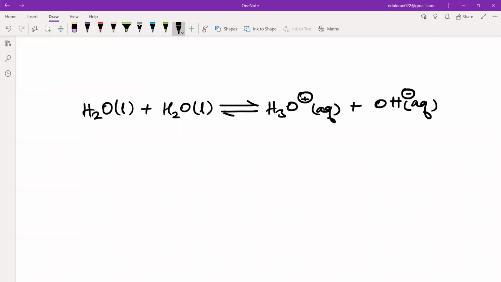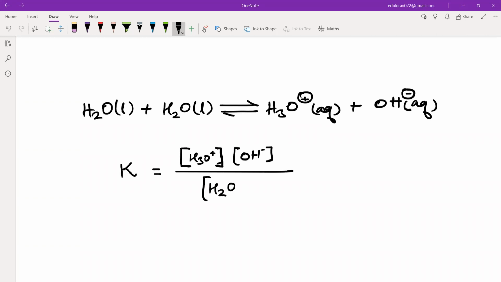Next, if I want to write the equilibrium constant for this, what will be in the numerator, guys? Tell me. Concentration of H3O positive into concentration of OH negative. Very good. And divided by concentration of H2O square. Yes, sir, H2O square. Did you forget the equilibrium constant expression?